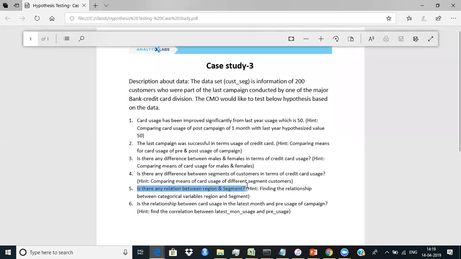There is no equivalent of ANOVA for paired sample. No. ANOVA you can do for two samples. That is fine. But you cannot do ANOVA for paired sample. You asked about paired, na?